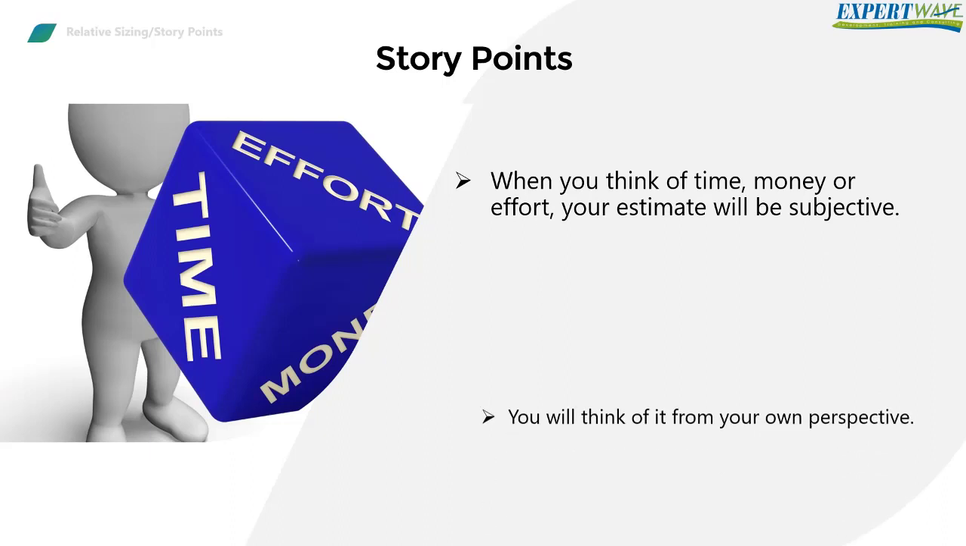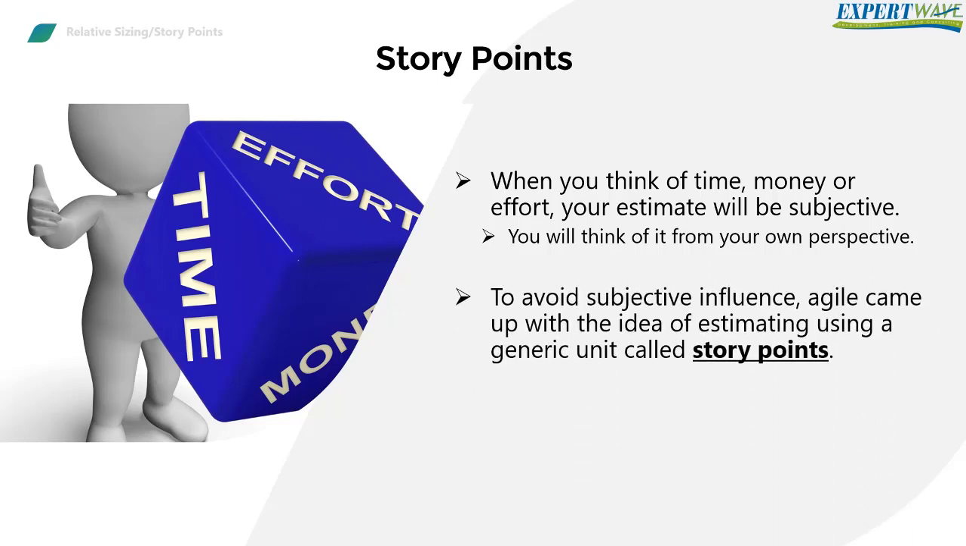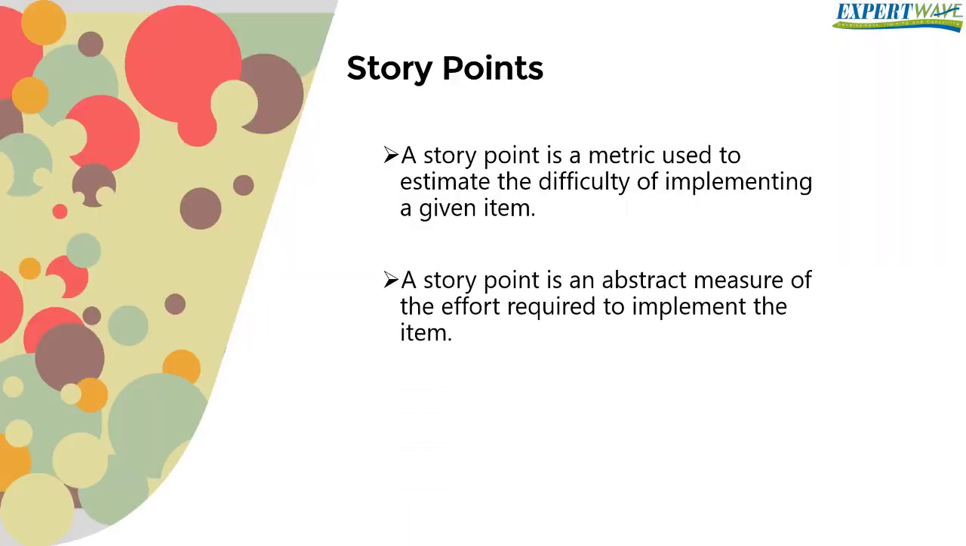Agile estimation is objective, which means we focus on the item itself to be estimated rather than using subjective estimation that focuses on the time, money, or effort you need to develop the item. To overcome the issues with subjective estimation, Agile came up with the idea of estimating using a generic unit called story points. And the story point is an abstract measure of the difficulty level required to implement a feature.